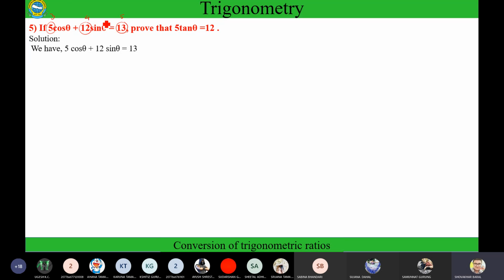So the question would have been 3 tan theta is equal to 4. Sometimes the question may ask you, by giving a similar expression here, to find the value of tan theta. The question may ask you to find the value of tan theta. So we will use the same method.